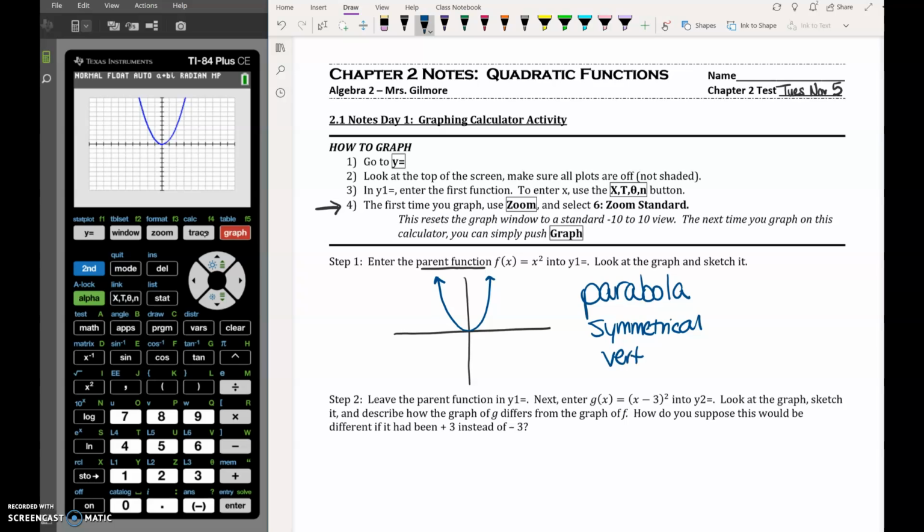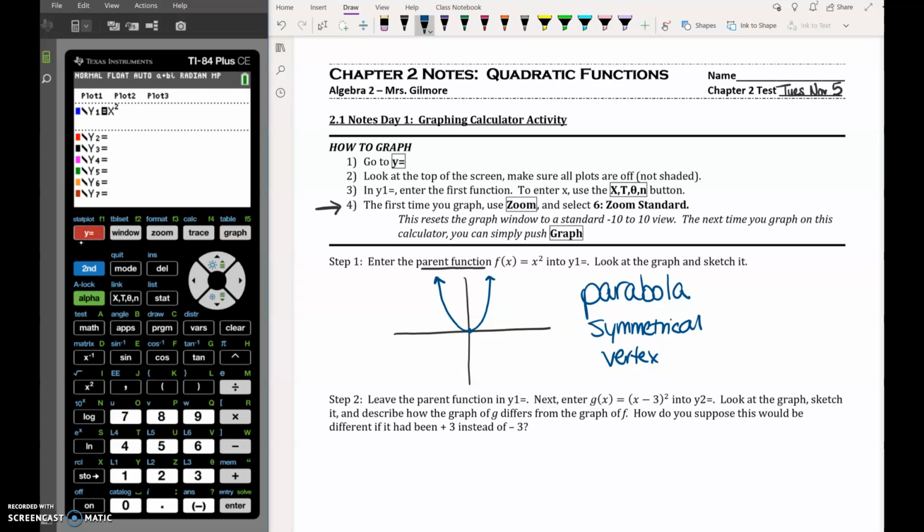Parabola. It is symmetrical. There is a vertex at the bottom of that parabola, the spot where it switches from going down on the left side to going back up on the right side. That spot is the vertex. Okay, we're going to leave this parent function in y1.